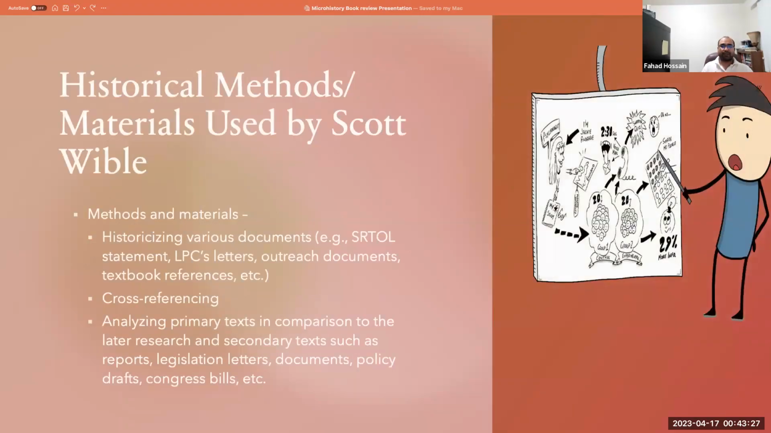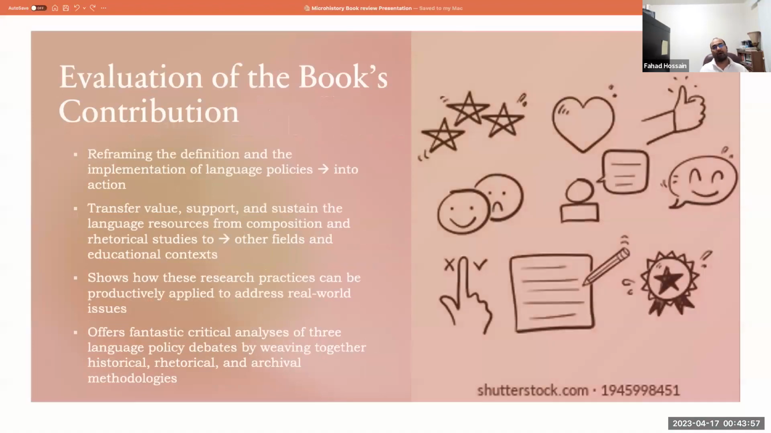Okay, so historical materials used by Scott Whittle. So he uses a lot of historical materials: different drafts, SRTL statements, LPC's letters, outreach documents, and textbook references. He also uses cross-referencing methods that we do in research. And also he analyzes primary text in comparison to later research and secondary text such as reports, legislation letters, documents, policy drafts, Congress bills, etc.